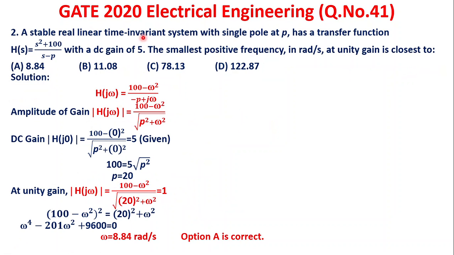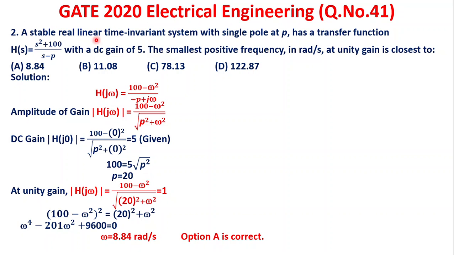It is GATE 2020 electrical engineering question number 41. A stable real linear time invariant system with single pole at p has transfer function H(s) equal to (s square plus 100) by (s minus p), with a DC gain of 5. The smallest positive frequency in radian per second at unity gain is closest to, they have given 4 options.